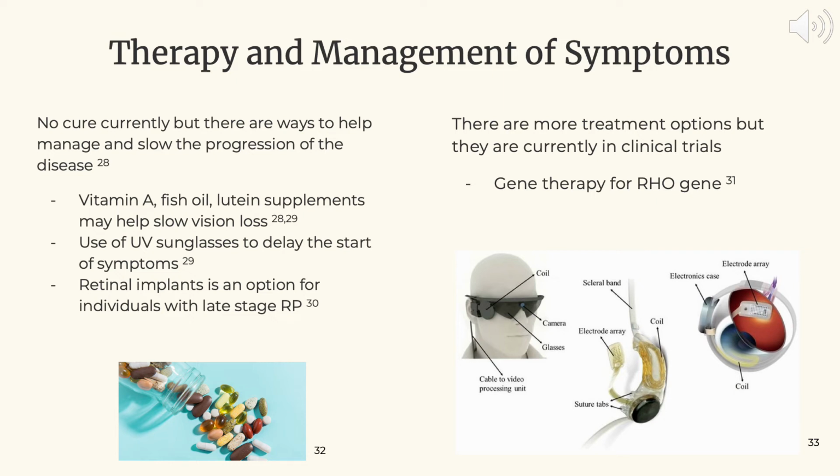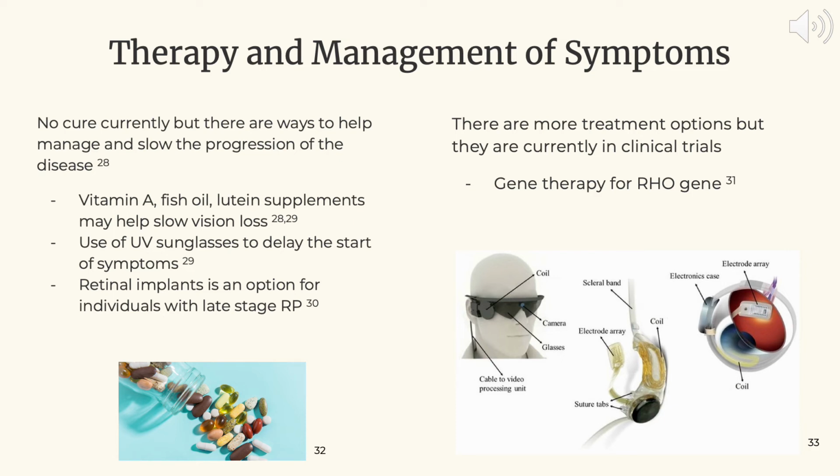And for patients that are in the late stage of this disease, retinal implants is an option for them. So these retinal implants are microchips that are placed on the retina and is paired with special glasses that can convert light detected by the implant into signals that are sent to the brain for processing. This implant is called the Argus 2, and its setup and everything is shown in the bottom right image. There are more treatment options, but they are currently on clinical trials.